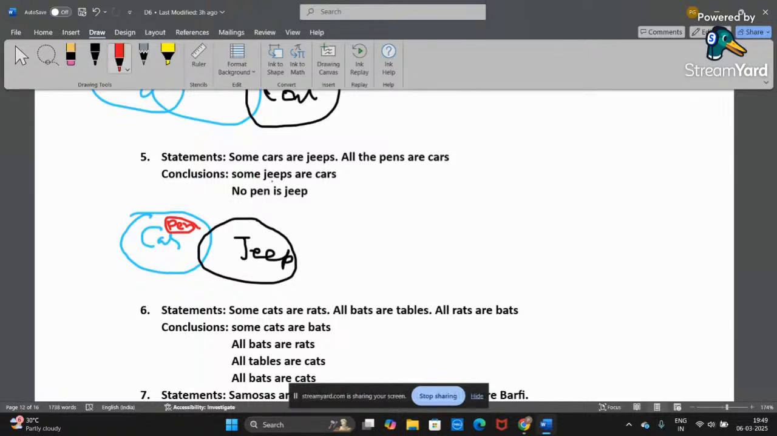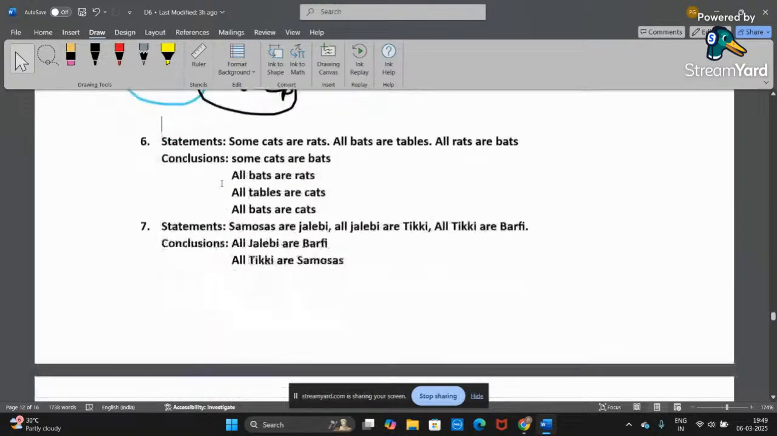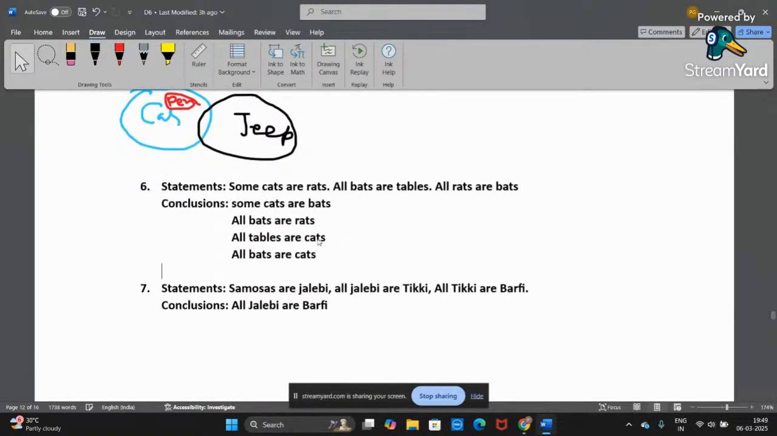Yes. Then we will see the conclusion. Some jeeps are cars. Yes, it is satisfying. See, some part of jeeps are car. It is correct. No pen is jeep. Yes, even this is correct. In diagram, we can see that the pen is not touching with the jeep, right? So there are no pen is jeep. So in this, the two conclusions also satisfy. Okay, now let's move on to next one.